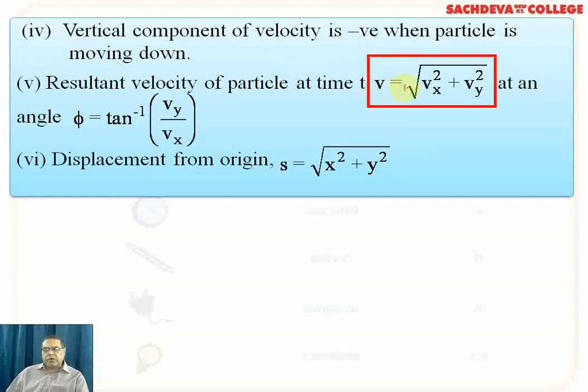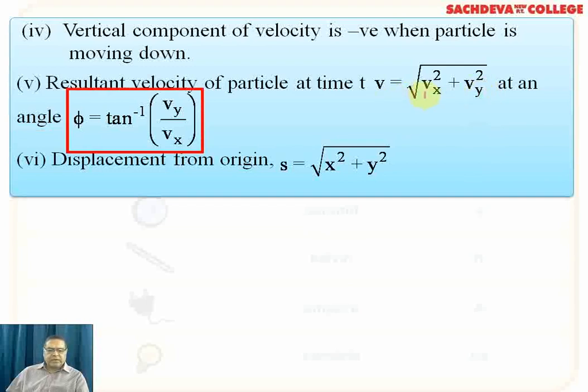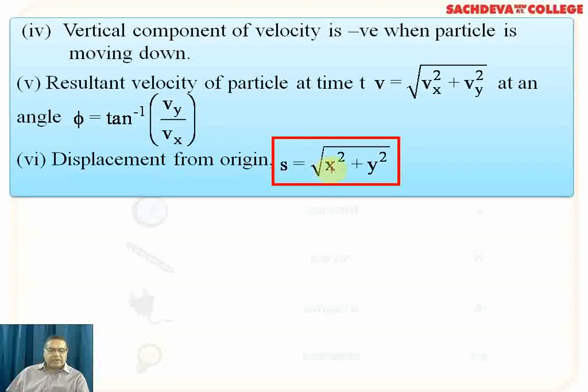So V is equal to the square root of Vx square plus Vy square. Vx means velocity along the x-axis and Vy means velocity along the y-axis. And the angle of projection was phi, so it is found to be tangent inverse Vy over Vx. Basically, the equation was tan phi is equal to Vy over Vx, and we have to calculate phi. So we have taken the inverse function. That becomes tangent inverse Vy over Vx. Displacement from the origin is given as the square root of x square plus y square.